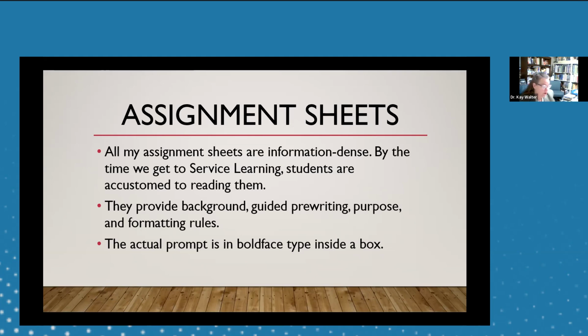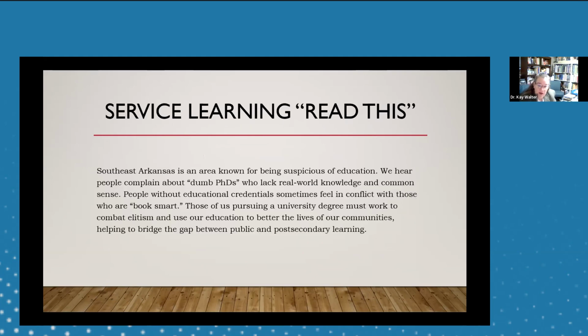Okay, so the first part of my assignment sheet is where I provide background information. And I tell my students, this is the part I call "read this," right? So they read this and we all assume that this information is just true, that we can agree with this. The idea that Southeast Arkansas is an area known for being suspicious of education. So we hear people who complain about dumb PhDs, you know, people who have an education but lack real world knowledge and no common sense. People without educational credentials feeling conflict with us.